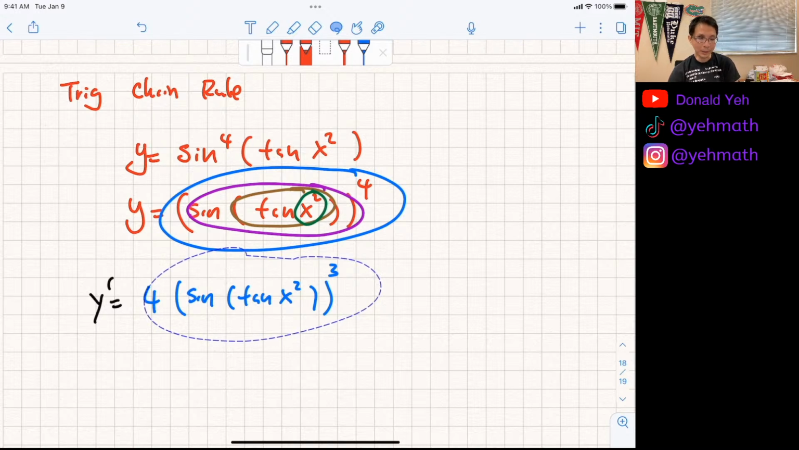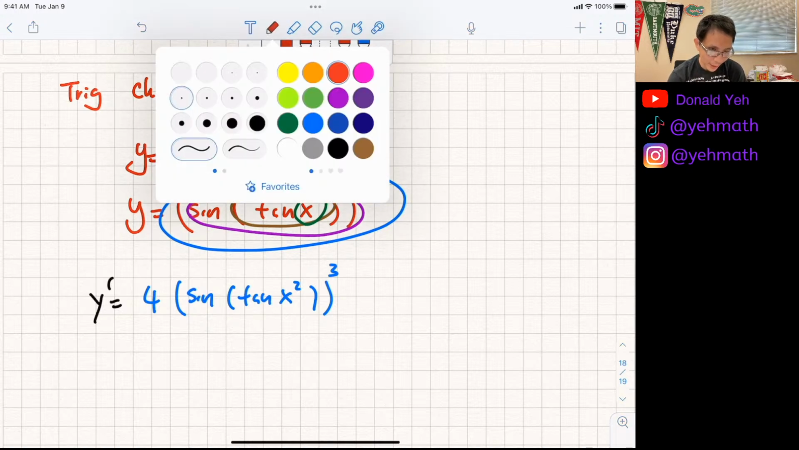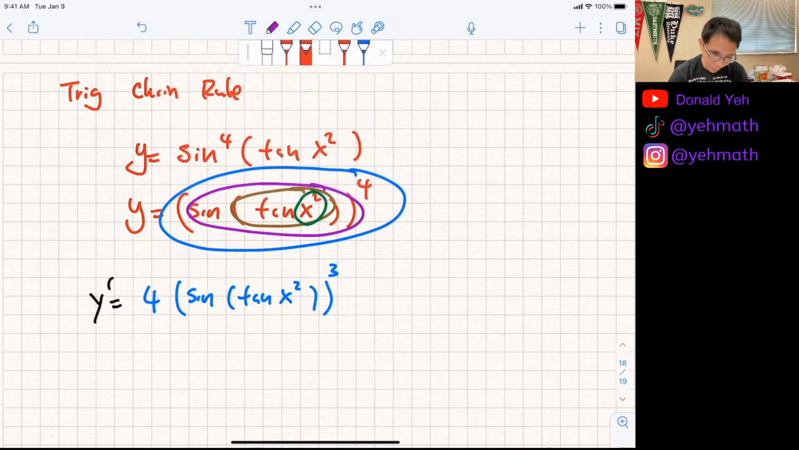Okay, now I'm going to take a derivative of the purple. The purple is sine of tan of x squared. So if I take a derivative of sine of tan x squared, I don't take a derivative of everything in there. I just take a derivative of the outer layer. So the derivative of the outer layer is going to be purple. So what's the derivative of sine? Cosine. Then keep everything inside the same, not changing, because the inside is still intact.